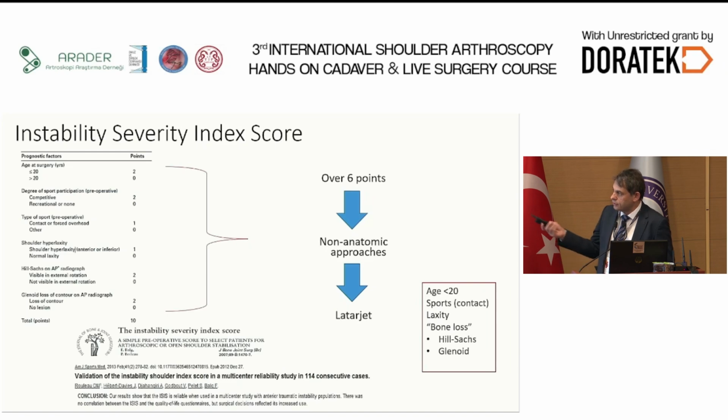consider some other factors, like if the age is lower than 20 years, laxity, sports, contact sports. This gives you some points. And if you have a score over 6, you have to do more than labrum repair, just bony procedures. And this is the Instability Severity Index score developed by Balg.